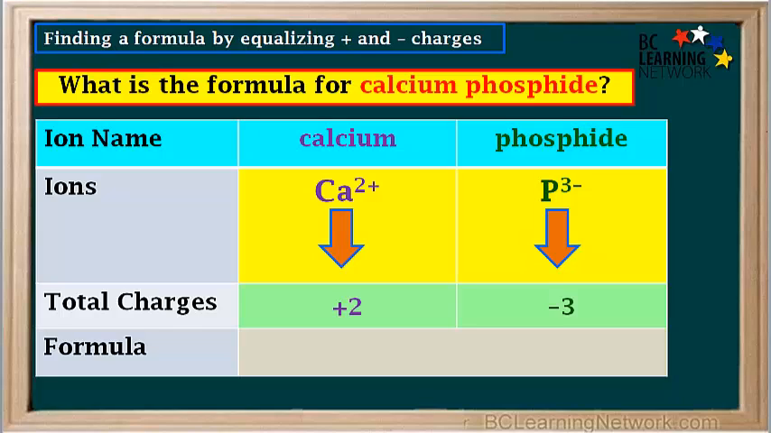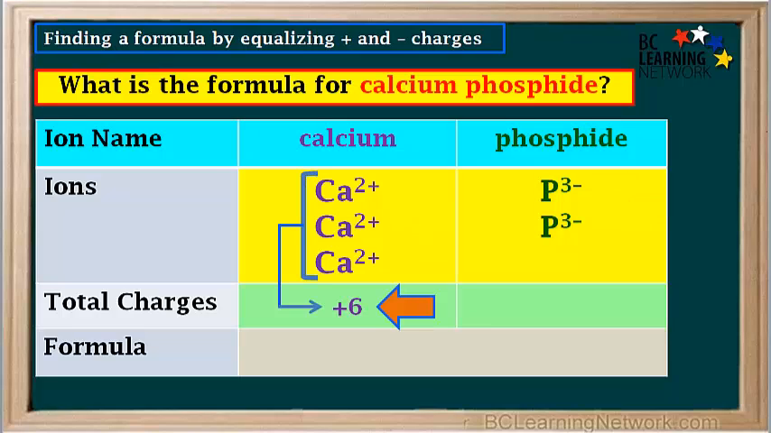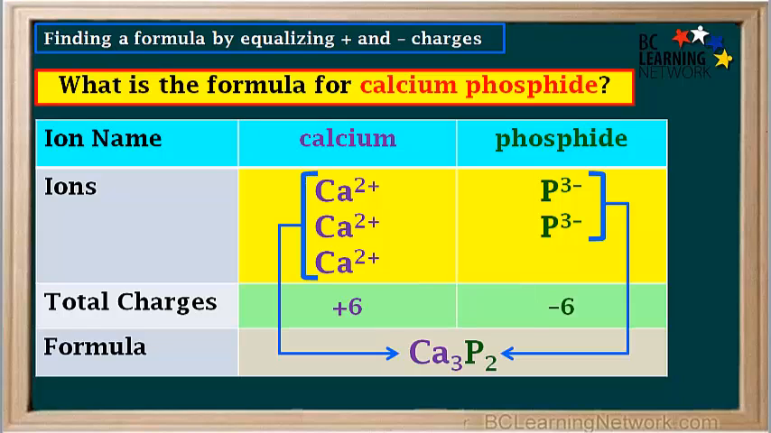To find the correct number of each ion, we use the lowest common multiple of 2 and 3, which is 6. If we have 3 Ca2+ ions and 2 P3- ions, the total positive charge is 3 times +2, which is +6. And the total negative charge is 2 times -3, which equals -6. So the charges are now equal and opposite, and they add up to 0. Because there are 3 Ca2+ ions for every 2 P3- ions, the correct formula is Ca3P2.